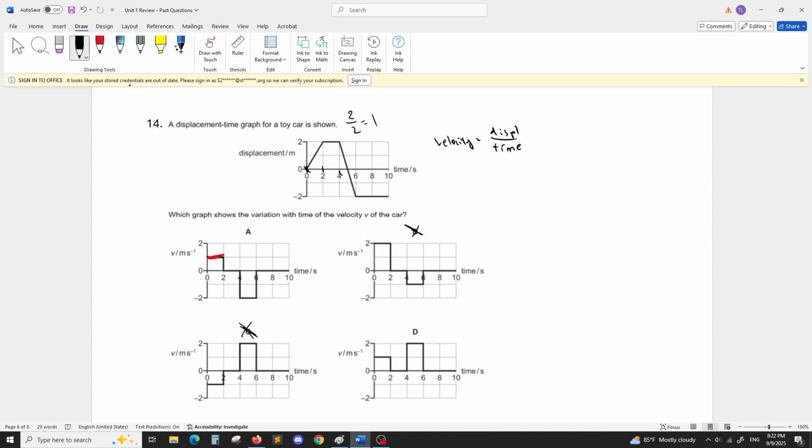Then we look at the next segment, 2 to 4, and we can clearly see that it's 0 because it's a straight line. If we look at our two remaining choices, they're both 0. So we move on. And then we have a negative slope. If you look at the answer choices, this one is negative and this one is positive. Since this one is negative, we don't have to calculate it. We can just say that it's A because this slope is negative, which is what we want.